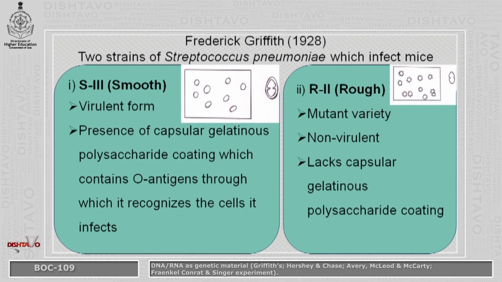You can see in the pictures, the S strain is the virulent form and it has a capsular gelatinous polysaccharide coating which contains O antigen through which it recognizes the cell it infects. Whereas R2, that is the rough strain, is a mutant variety. It's non-virulent and it lacks the capsular gelatinous polysaccharide coating.